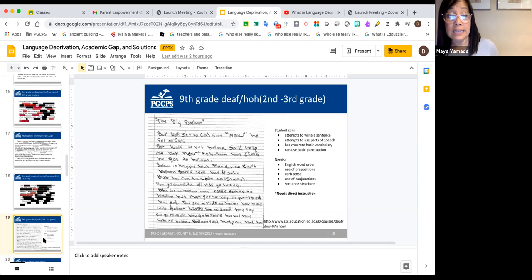He's trying, and he has some basic concrete vocabulary. He can use punctuation. He understands that part. But when he's trying to put the words in English order, that's always where the challenge is. So this is the sentence. It says, "boy walk, see to cat, say meow, he pet two cat."